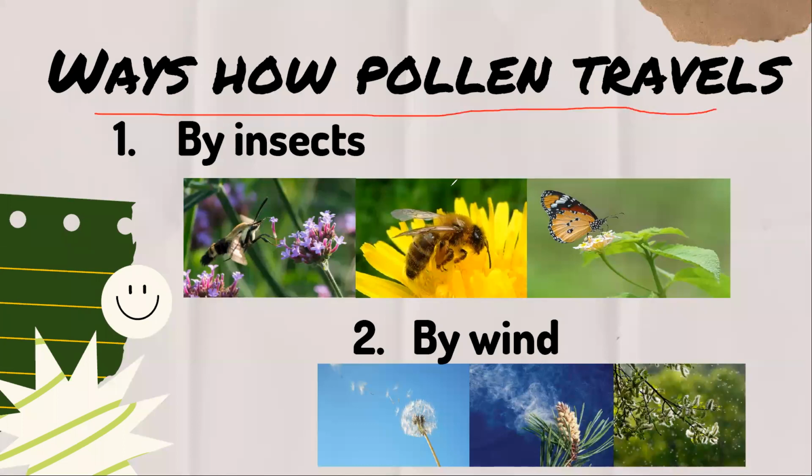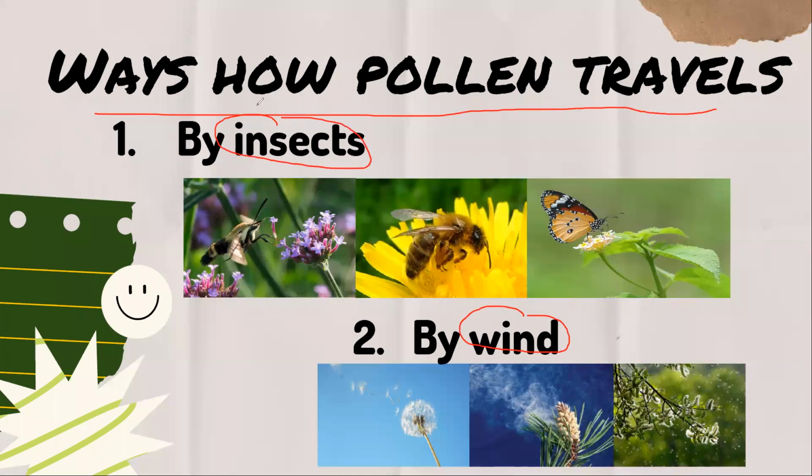Okay, there are two ways. Remember or not, in the definition just now? Pollination is the movement of pollen from the stamen to the stigma of the same kind of flower by insects or wind. Okay, class. So basically, there are two ways, which is by insects and by wind.